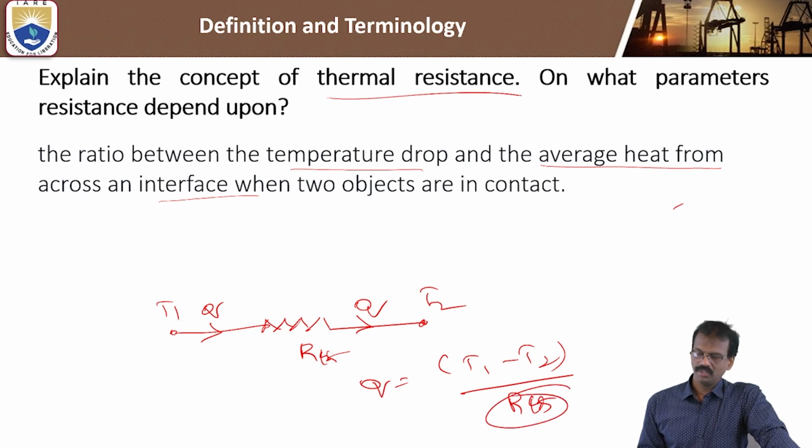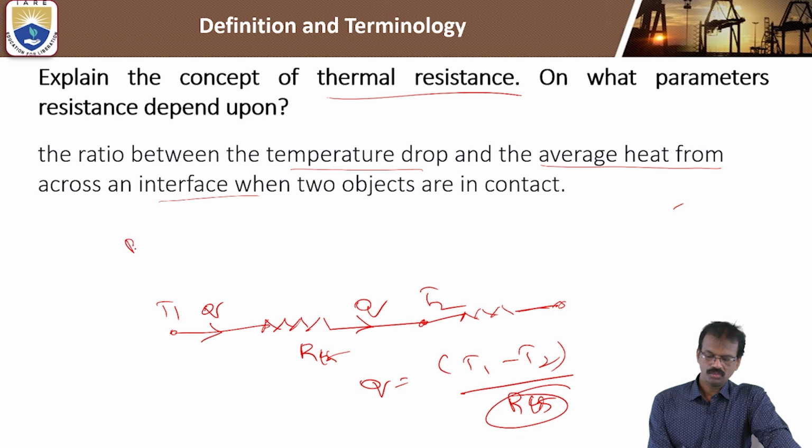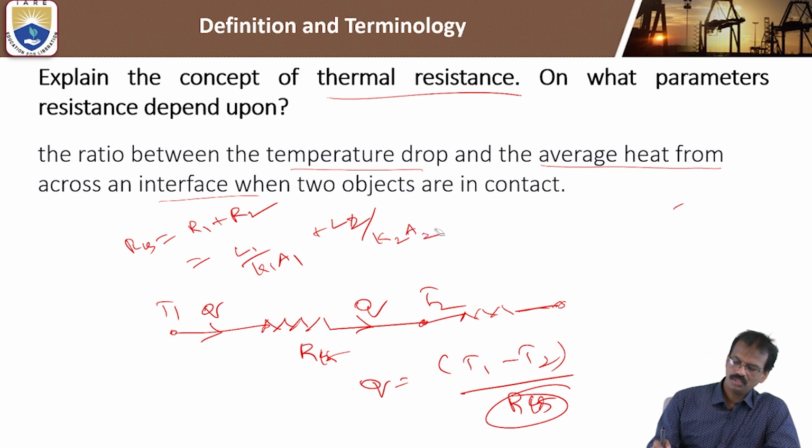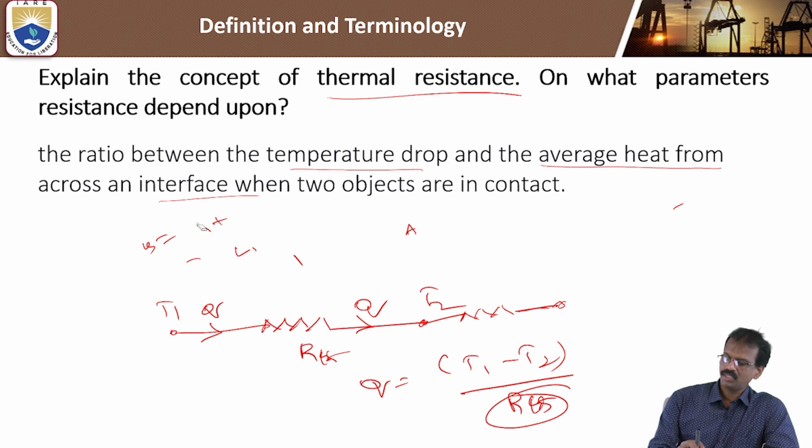Suppose many layers are there, we can add another layer like this. Then RTH is equal to R1 plus R2, where R1 is equal to L1 by K1A1 plus L2 by K2A2, according to the previous formula. In this way, this shows the thermal resistance.